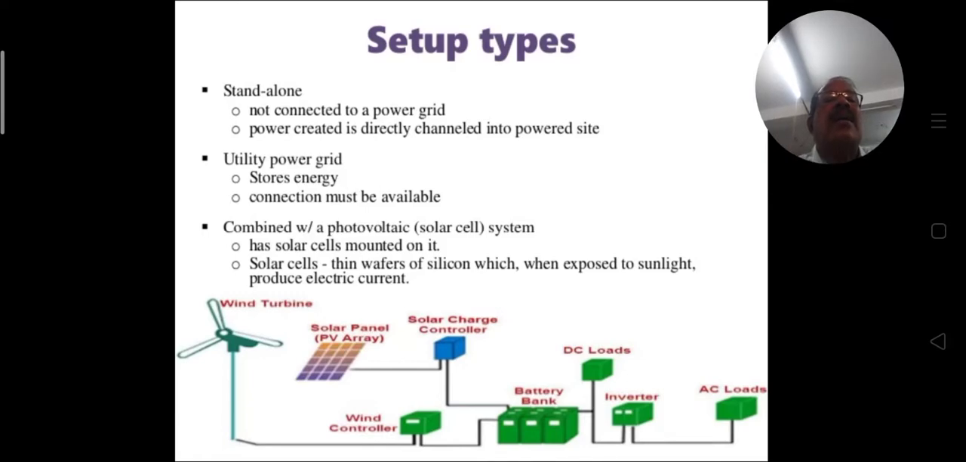There are three types of setups. One is a simple system, not connected to the power grid, where the power created is directly channeled to the powered site. The second one is the utility power grid, generally used in our country. The generated electricity is connected to the power grid and supplied to communities, businesses, and industries. This utility power grid stores energy and connections must be available. And the third one is the solar system connected.